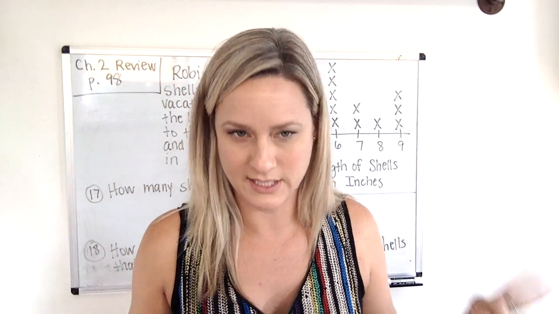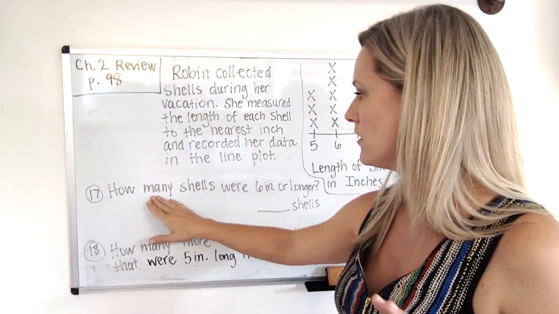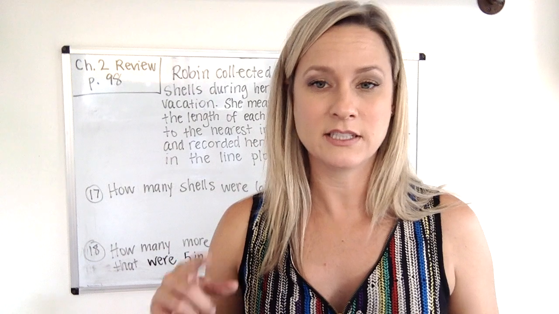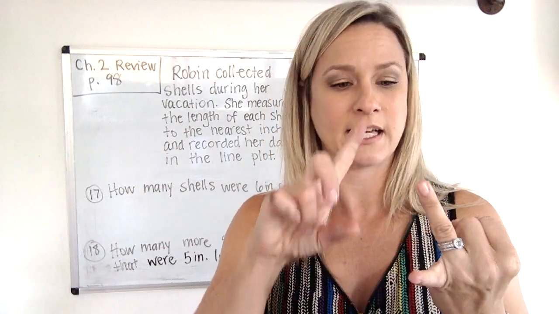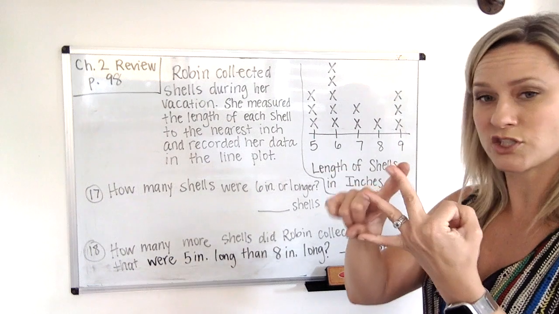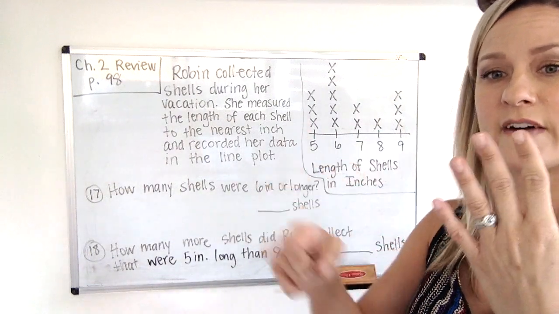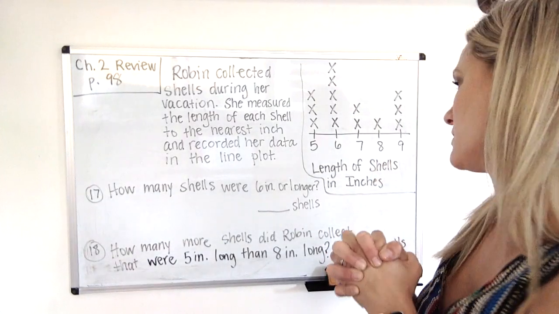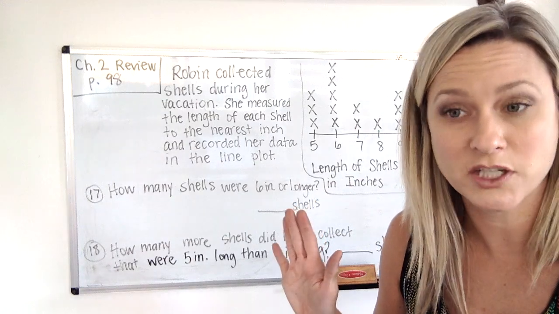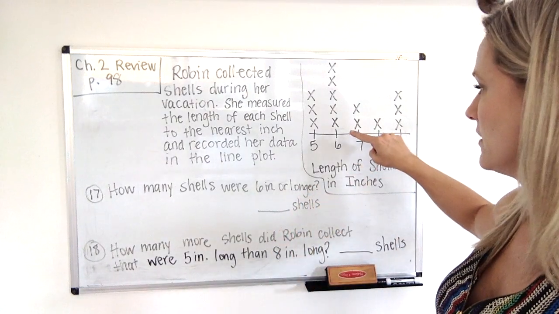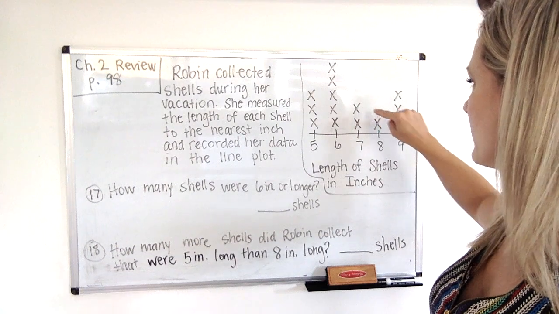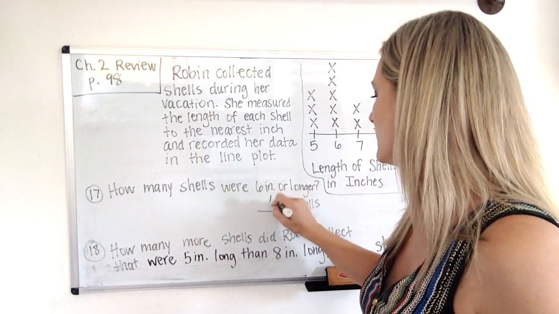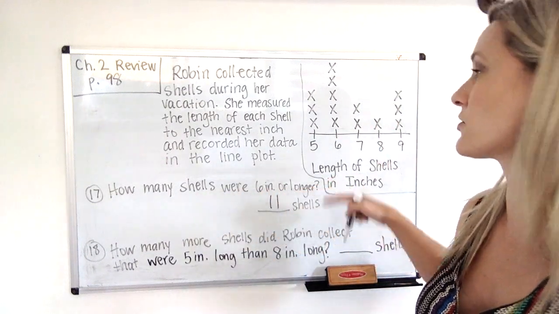Now, let's check out what 17 is going to ask us to do. How many shells were 6 inches or longer? Okay, so we've got to take the 6-inch shells, the 7-inch shells, the 8-inch shell, and the 9-inch shells. And we have to find the combined amount of shells that were 6 inches or longer. All right, so it's actually pretty easy peasy because we just have to do this. 1, 2, 3, 4, 5, 6, 7, 8, 9, 10, 11. That's it. So 11 shells were 6 inches or longer.